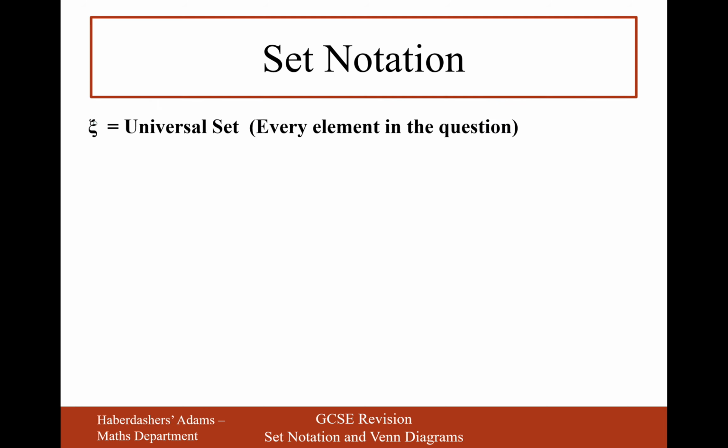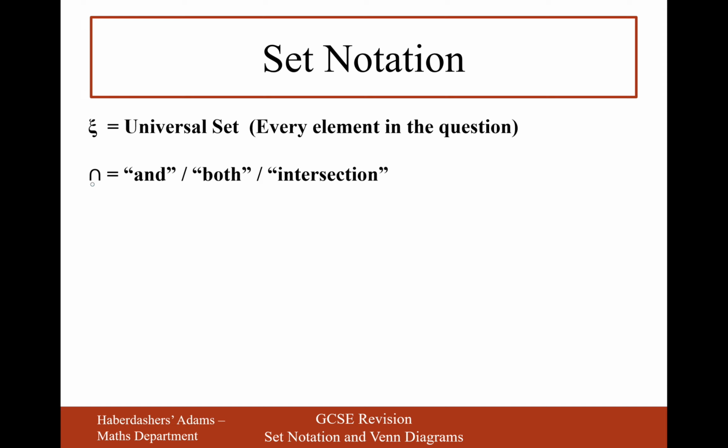This squiggly E-shaped symbol represents all the numbers or all the letters that are going to be in your question. It's called the universal set, but I want you to think of it as everything that's going to be involved in this question. I can't think about everything in the universe, so I'm thinking about what is involved in this question, and it will be defined by this universal set symbol.